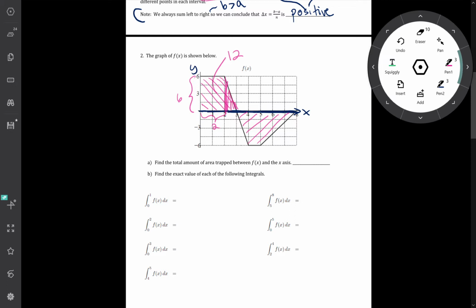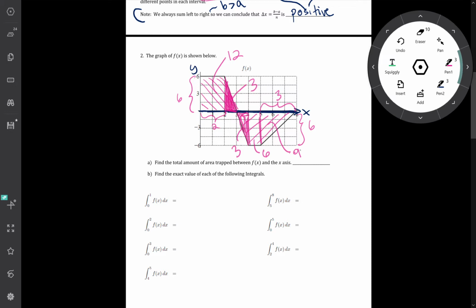This little piece right here has a base of 1 and a height of 6. It's a triangle, so we have to do half of 6 times 1, so that's area 3. This is an identical little triangle down here, also area 3. I'm seeing in the middle here a rectangle that is 6 by 1, so area 6. And then last but not least, this went from 5 to 8, so this has a base of 3, a height of 6, which means this is half of 6 times 3, half of 18 is 9.